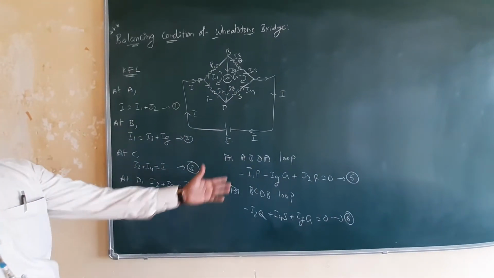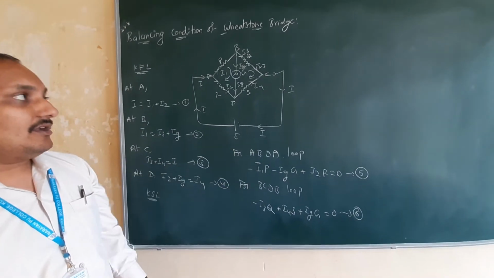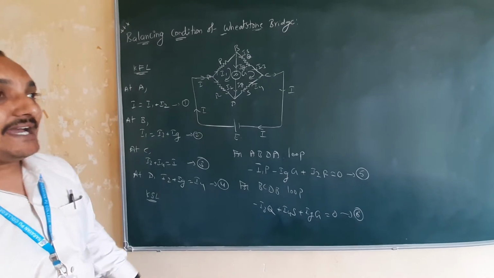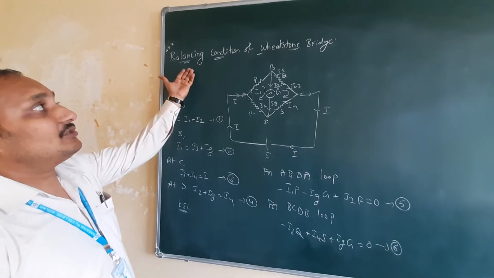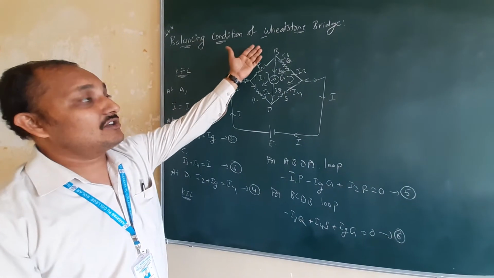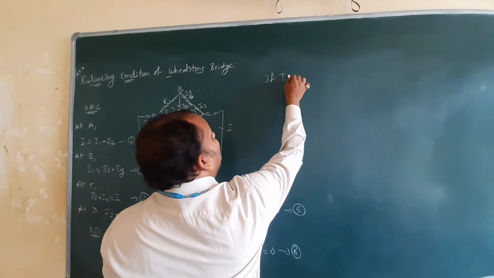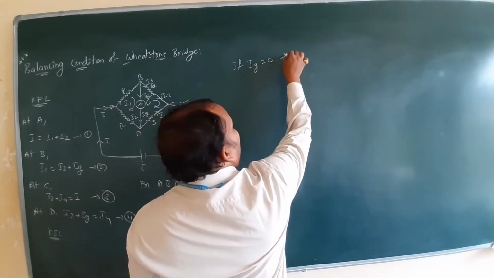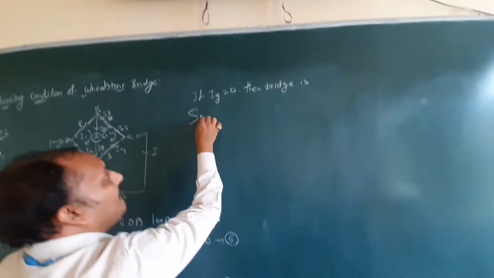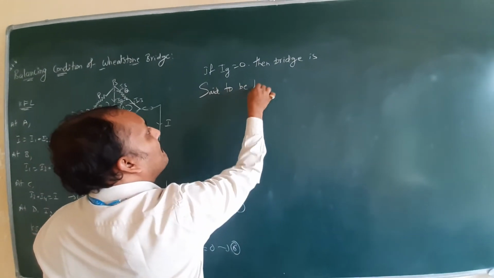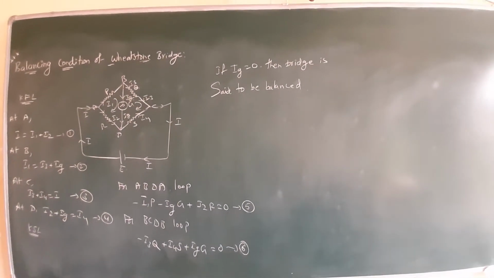This is nothing but Kirchhoff's second law. We applied it for 2 loops. Now, when the bridge is said to be balanced, this is very, very important. This point you have to write, otherwise you are going to lose 1 mark. When the bridge is said to be balanced, we are applying the balancing condition of the Wheatstone bridge. If the current flowing through the galvanometer is 0, then the bridge is said to be balanced.